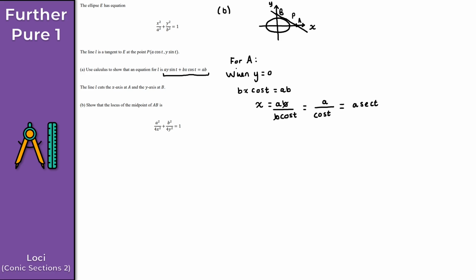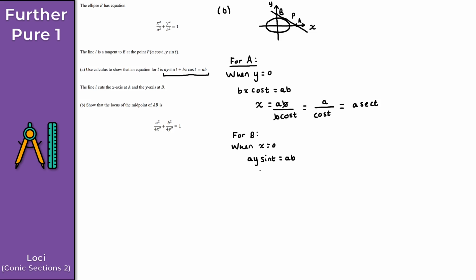Okay, so that's for a. Let's just underline that there. Doing the same now for b here. So for b then, this time this is when x equals 0. So when x equals 0 here, again, just substitute x equals 0 into the equation of the tangent. So this part here would just be 0. I get a y sine t is equal to ab.